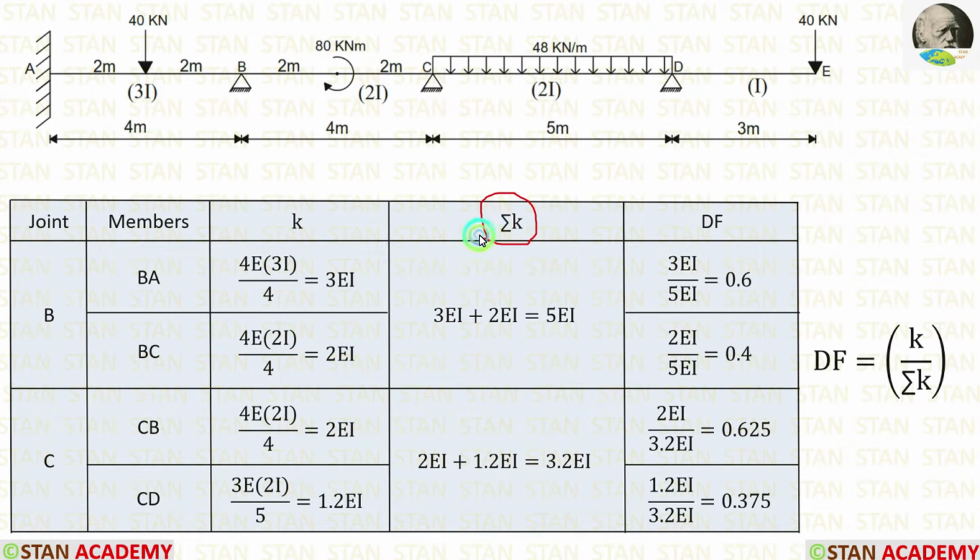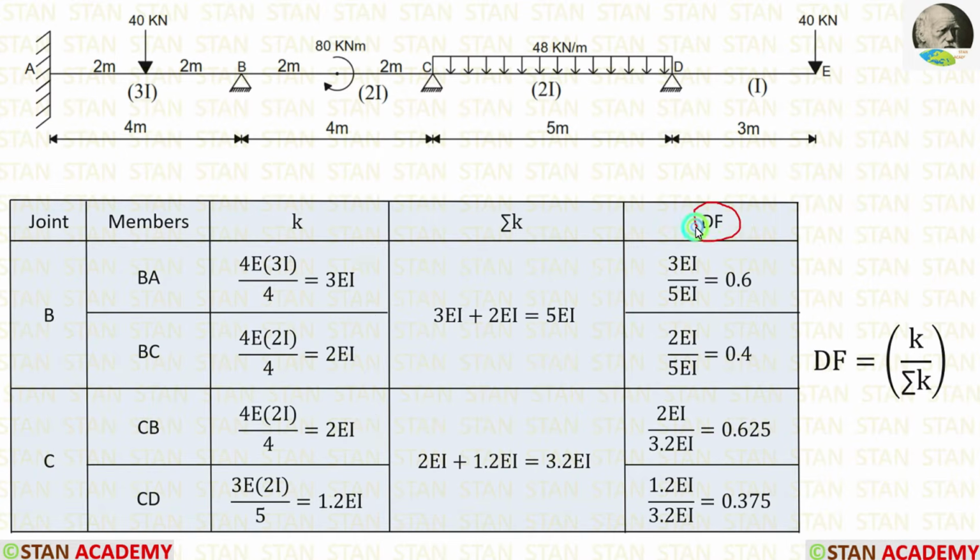Now, let us calculate summation of K. In the joint B, we have calculated two stiffness values. We can add both of them. After adding, we are getting 5 EI. In the joint C also we have calculated two stiffness values. We can add both of them. After adding we are getting 3.2 EI.